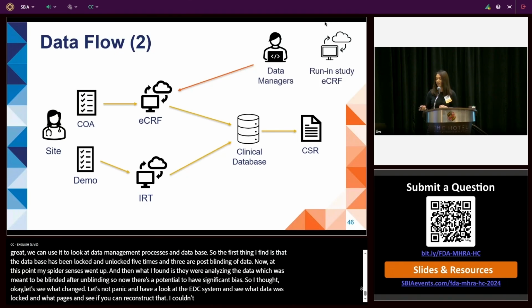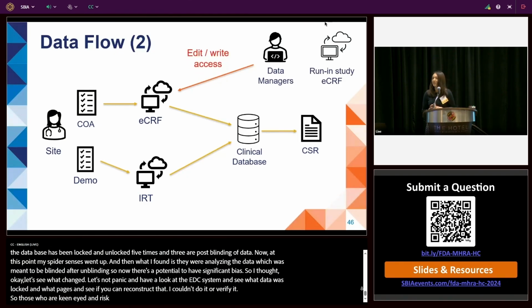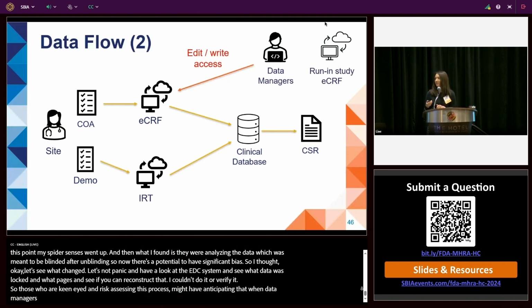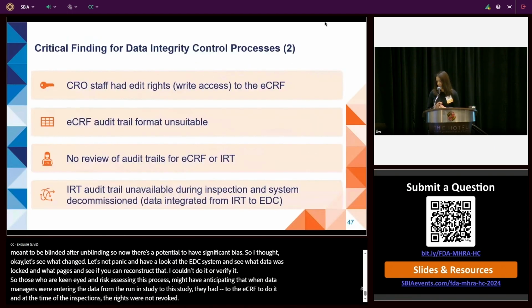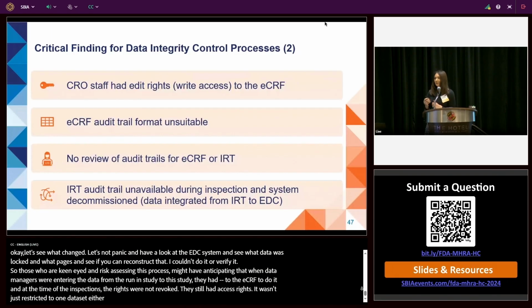So those of you who were keen-eyed and are already risk assessing this process might have anticipated that when data managers were entering the data from the run-in study into this study, they had edit rights to the eCRF to do that. And at the time of the inspections, their rights had not been revoked. So they still had access rights, and it wasn't restricted just to the visit 1 data either. So I thought, okay, don't panic. Let's look at the audit trails. That will tell me what's going on and everything will be fine.